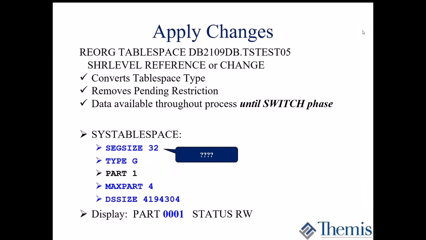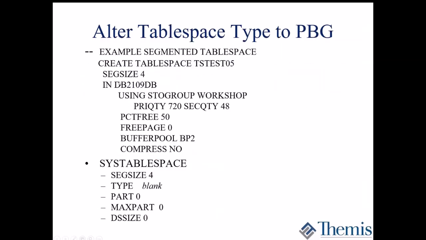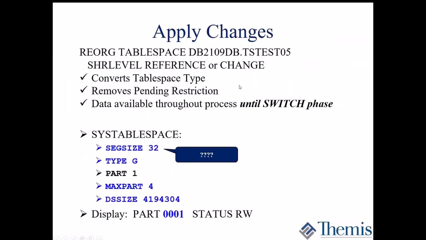Here's another oddity that I've asked about and not gotten a super clear answer. The SEGSIZE was 4, right? If you looked at my previous slide, if we go back a slide or two here, I created a segmented table space. Its SEGSIZE was 4. My alter did not change the SEGSIZE. And coming out of that REORG, I have a SEGSIZE of 32.